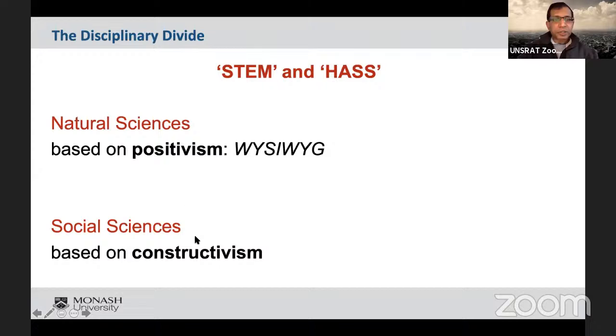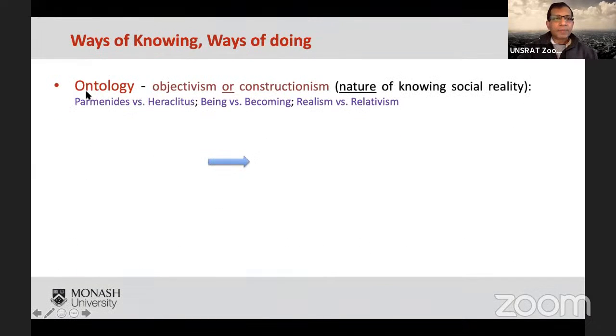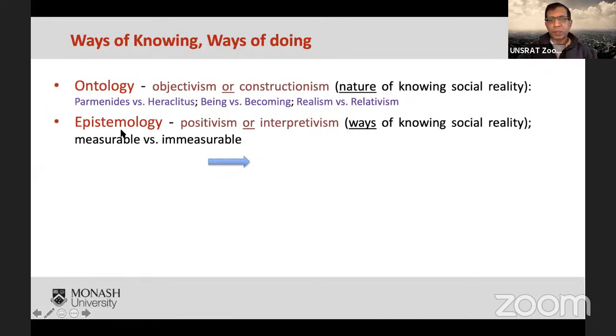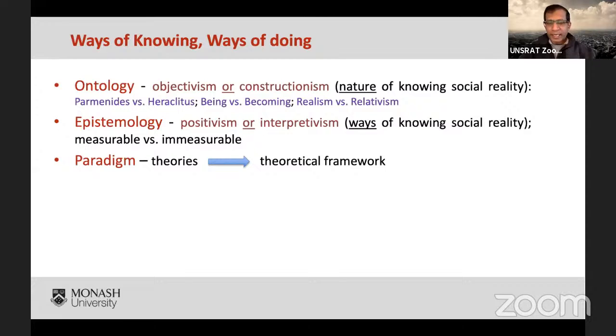So positivism and constructivism are what we know as ontology and epistemology. There are 2 ontologies and 2 epistemologies. Ontology is what is reality, and epistemology is how do we know reality. And connected to these 2 concepts, next comes paradigm, which is related to the theoretical framework. As I said, theoretical framework is about combining or synthesizing multiple theories together in a coherent way so that it can answer your research questions.